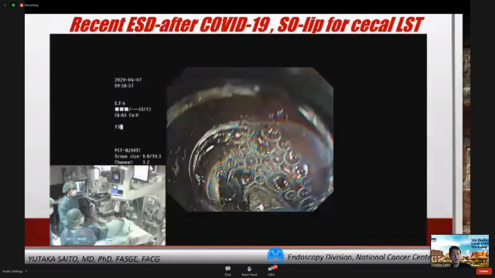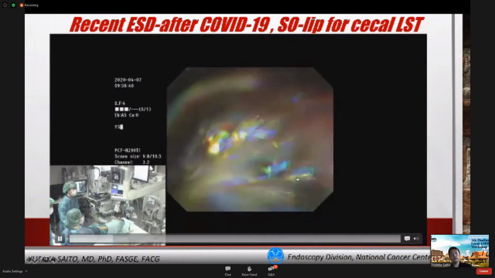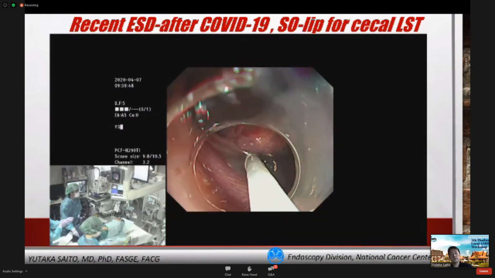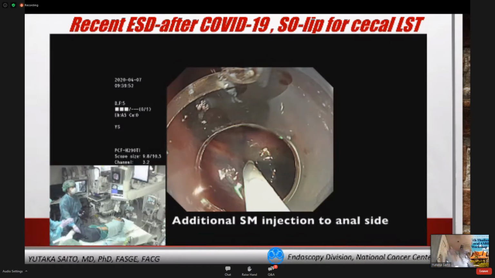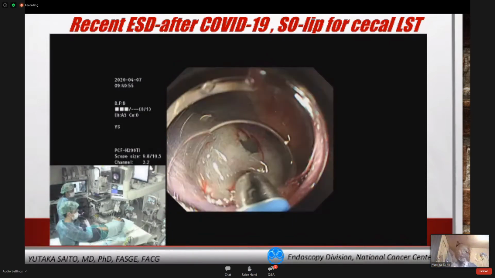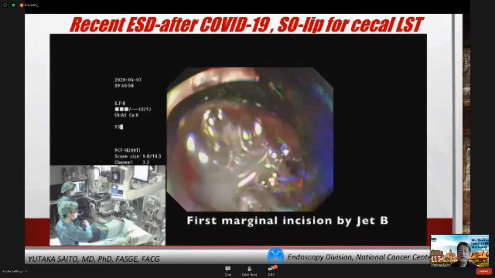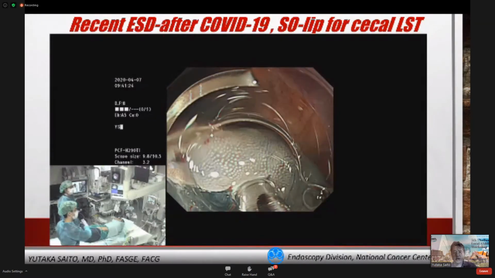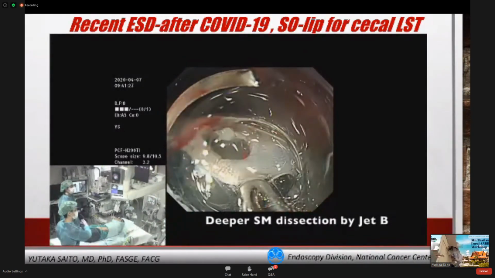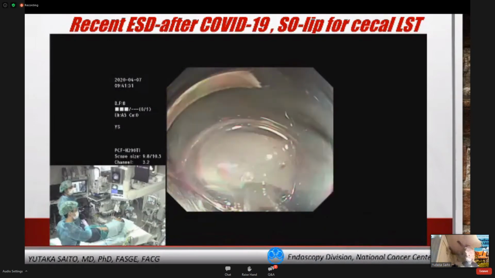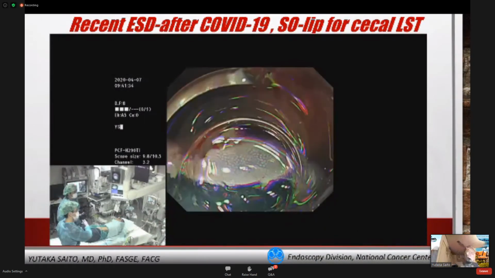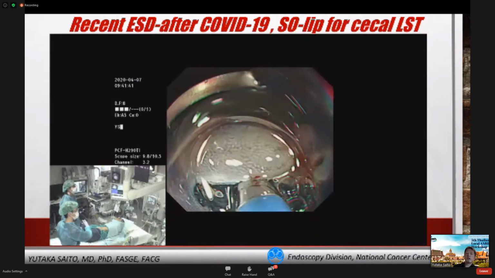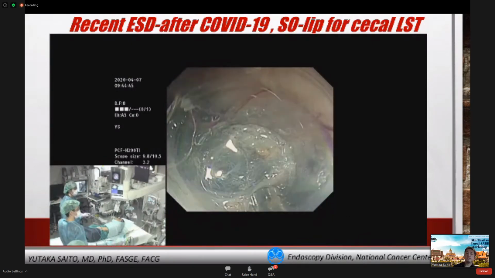Now in this case, the lesion is located in the cecum bottom, so we couldn't perform retroflex of the scope. So I first do the marginal resection and the submucosal dissection of the oral side in the straightforward view. Then, after completing the marginal resection of the distal end, we start the partial marginal resection of the anal side using the bipolar needle knife. After resection, we inject the glycerol solution through the same jet B knife. And when we visualize a thick vessel, it's really important to pre-coagulate.